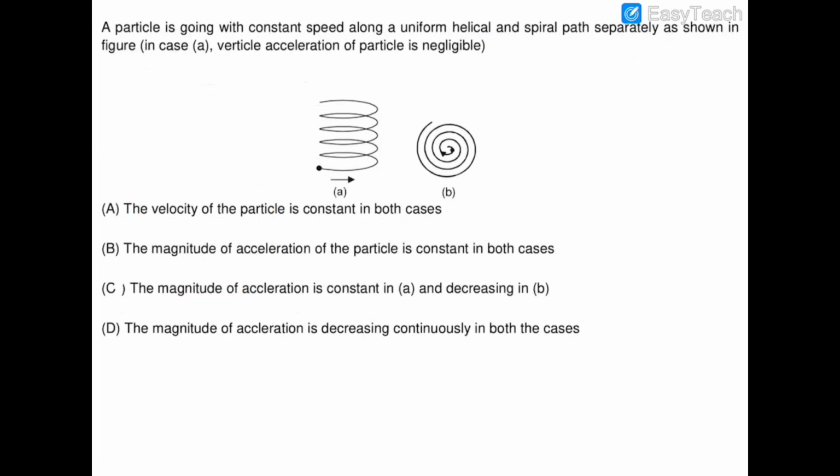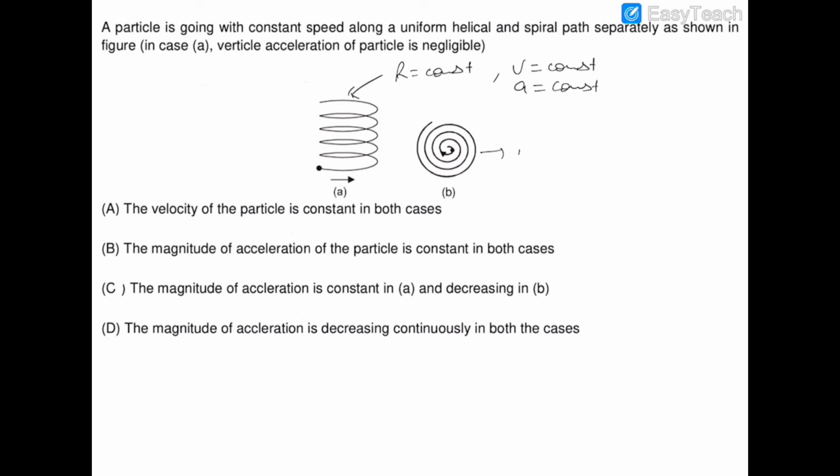Thank you. In this question, there are two paths. One is helical, this one, and this is a spiral. So there are two paths on which a particle is moving with a constant velocity. Now we have to choose the correct option. In case 1, the radius is constant and velocity is also constant, as given in the question. Therefore acceleration will be constant in magnitude.